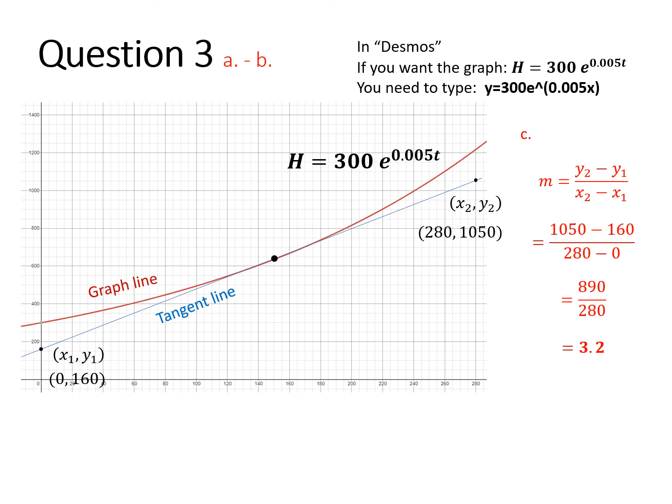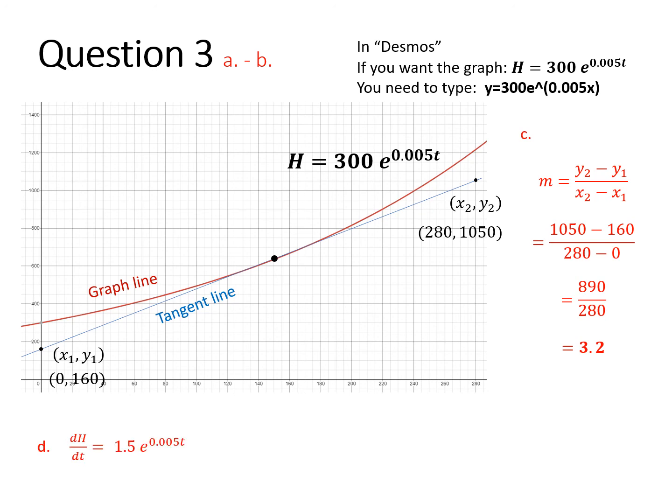So we've now found the gradient at t equals 150 by using the graphical method. But of course that took quite a while, and it's much easier to do it by differentiation, and in fact it's more accurate. So let's differentiate the equation. H equals 300 e to the 0.005t. When you differentiate this, you need to multiply the number in front by the number in the power. So we're multiplying 300 by 0.005, and that comes to 1.5. So you get 1.5 e to the 0.005t.